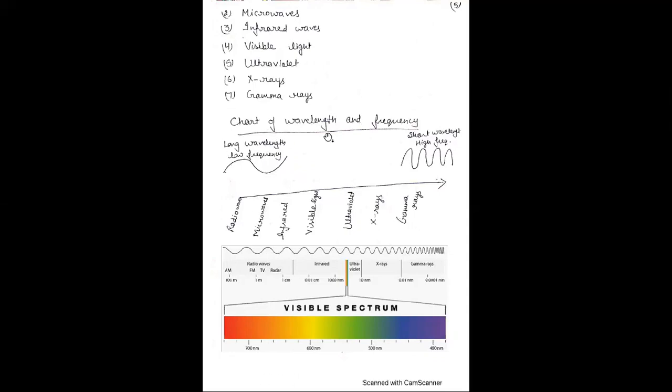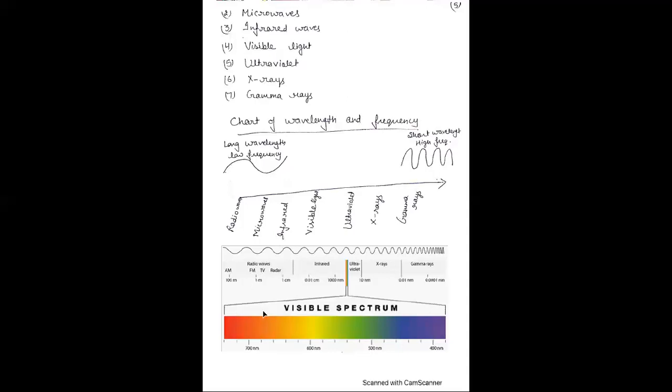Here is a chart of wavelength and frequency. This is the radio waves, then microwaves, infrared. These are arranged according to their wavelength, frequency, and also their energy. This side is long wavelength and low frequency. And here is short wavelength and high frequency. Number of cycles are more, but wavelength is short, and here wavelength is more and frequency is low. Therefore, radio waves have the longest wavelength and low frequency, whereas gamma rays have the highest frequency and short wavelength.